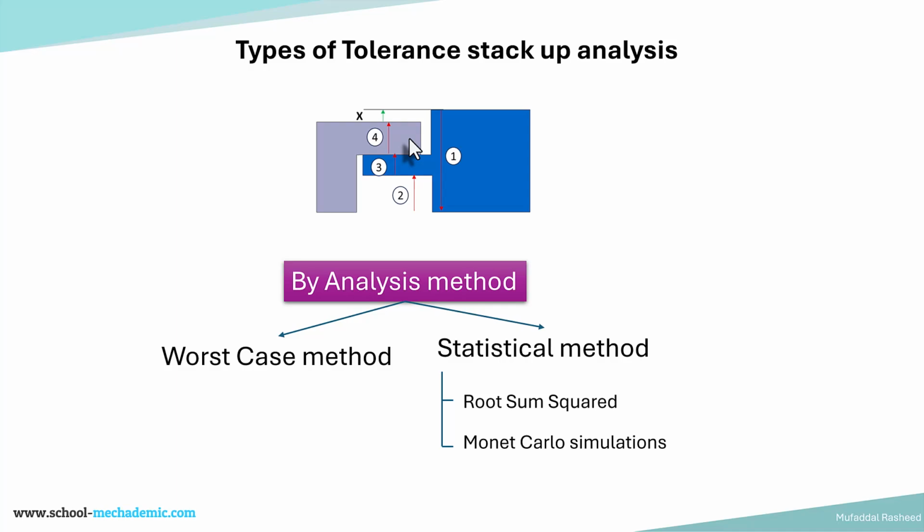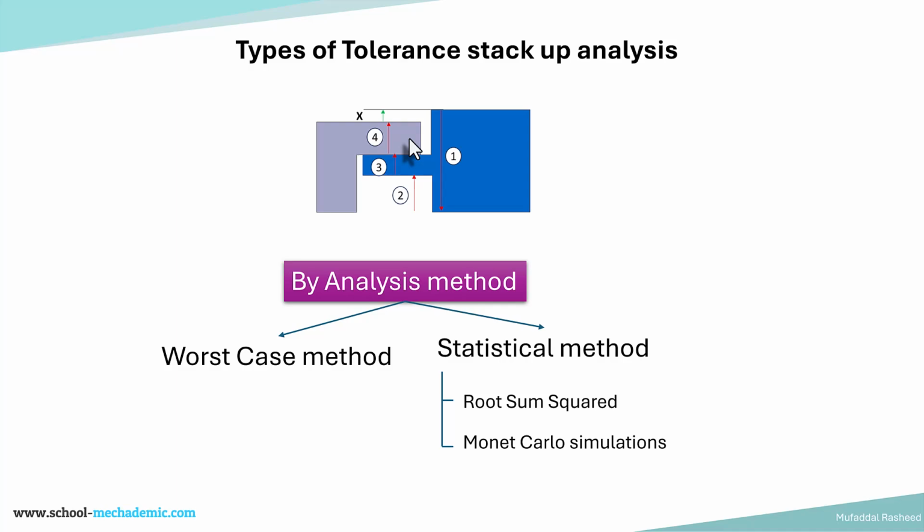In this video, we'll be exploring the differences between the worst case tolerance stackup analysis method and the root sum squared tolerance analysis method. By analysis method, tolerance stackup analysis can be divided into two types. One is the worst case, when we consider the variations of specification to be at their extreme in the worst case, and the statistical method, when we consider the probability of variation.